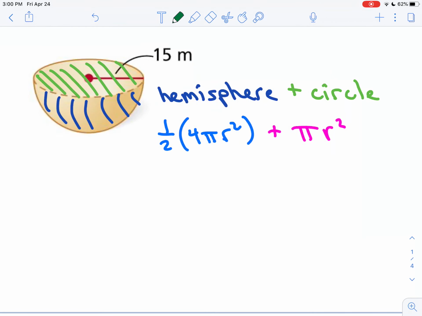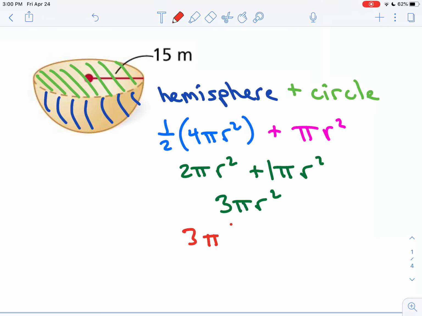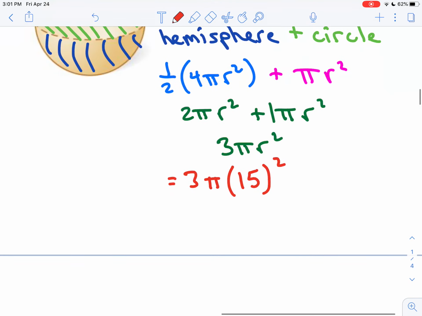Now, interesting thing, if you want to do it this way, you could just go and put the numbers in right now, but if you wanted to, half of 4 is 2, and it turns out that these get to add together. So 1 pi r squared plus 2 pi r squared, we can actually do 3 pi r squared if you want to. So usually I just keep them separate, but I wanted you guys to see that you could do that. So 3 times pi, 15 was the radius that they gave us. And so we have 15 squared is 225 times the 3, 675 pi, and this is area, so that's meters squared.